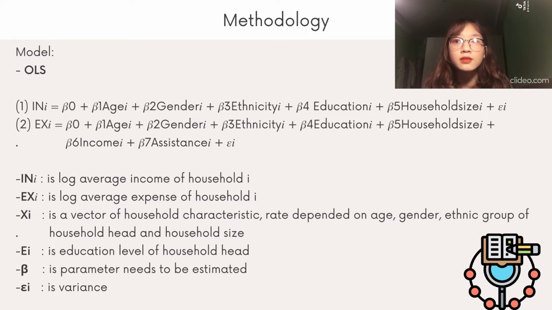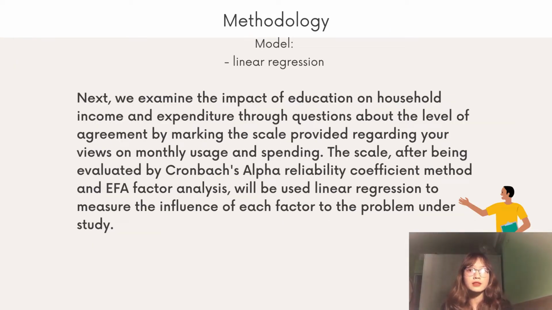Epsilon i is the variance. Next, we examine the impact of education on household income and expenditure through a question about the level of agreement, using a scale regarding your views on monthly income and spending. The scale, after being evaluated by Cronbach's alpha reliability coefficient methods and EFA factor analysis, will be used in linear regression to measure the influence of each factor on the problem under study.